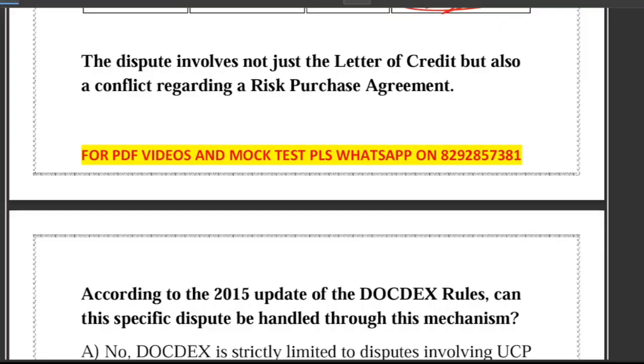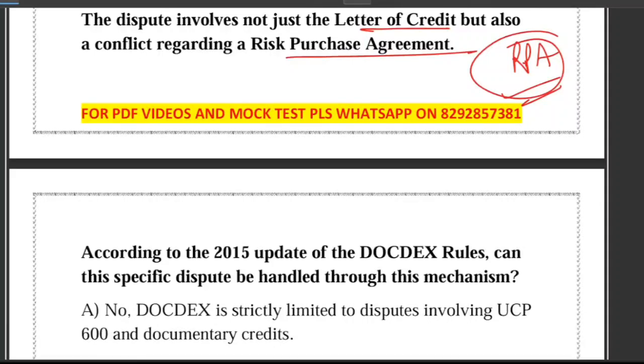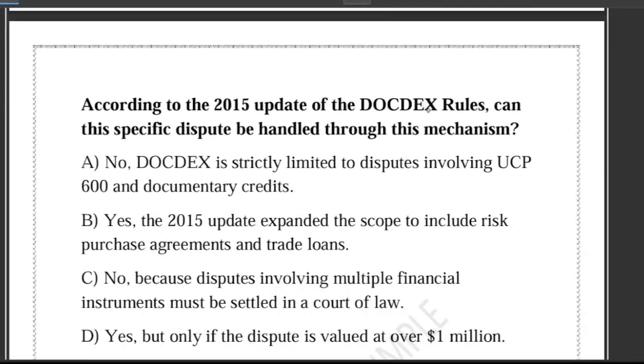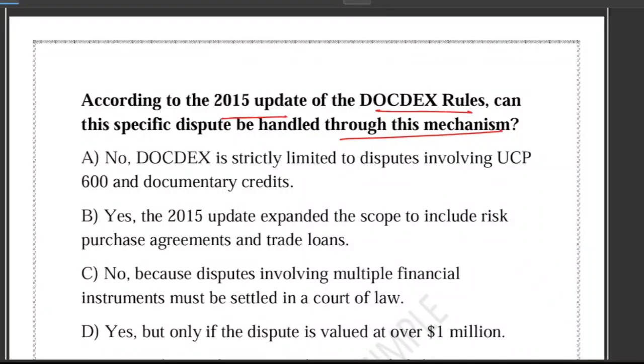Now friends, this is the question regarding DOCDEX, right? There was a dispute which involved not just the letter of credit but also a conflict regarding a risk purchase agreement, that is called RPA. Now the question is, there was an update in the DOCDEX rules in the year 2015. So according to the 2015 update, can this specific dispute be handled through this mechanism? Options are yes, no.